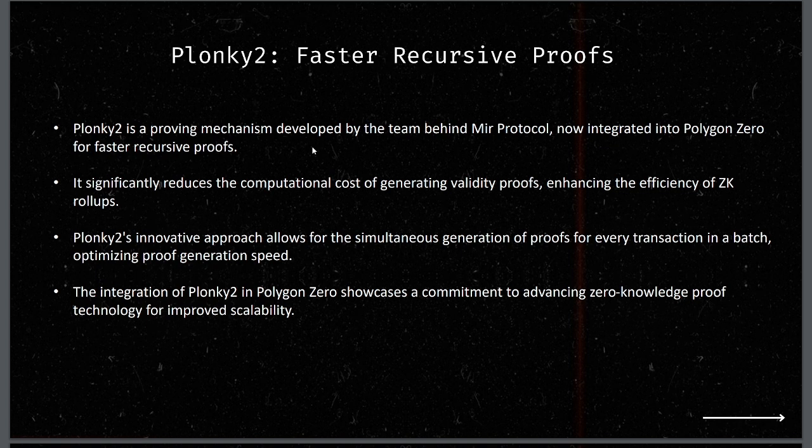The innovative approach of Plonky2 allows for simultaneous generation of proofs for every transaction in a batch. You're batching transactions, you're providing proofs for the transactions. A single state proof is submitted to the layer 1 blockchain, and you're optimizing the proof generation speed. The integration of Plonky2 in Polygon Zero showcases a commitment to advancing zero knowledge proof technology for improved scalability.